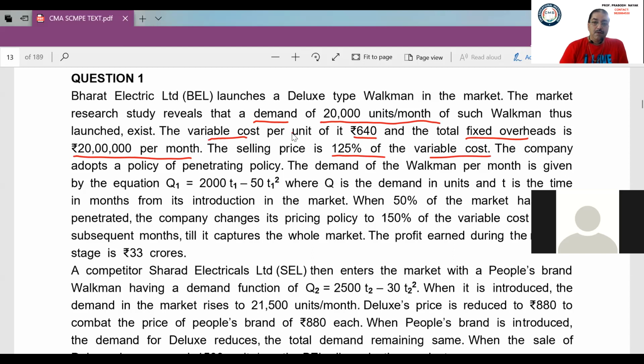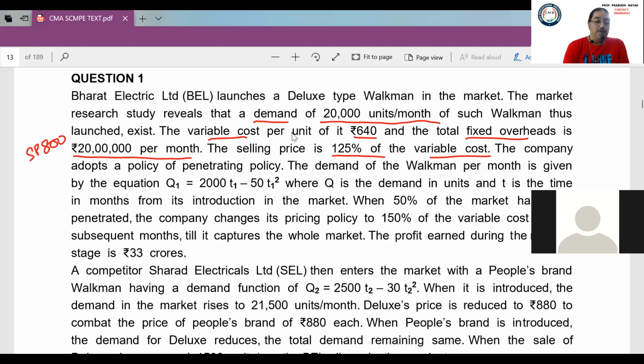What is variable cost? 640. 125% of this is 800. So here the selling price is 800. Selling price is 125% of the variable cost. So selling price is 800.